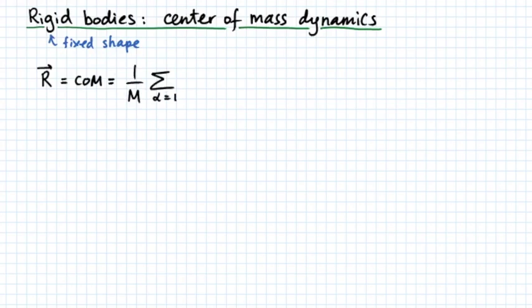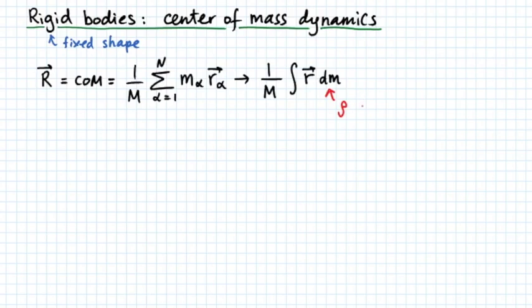Let's denote little chunks by index alpha. The center of mass is the sum of the mass of this chunk times the distance to this chunk, which of course can be written as 1 over the total mass M, and then a volume integral of position and the element of the mass, where the element of the mass itself will be given by the density rho and the element of the volume.